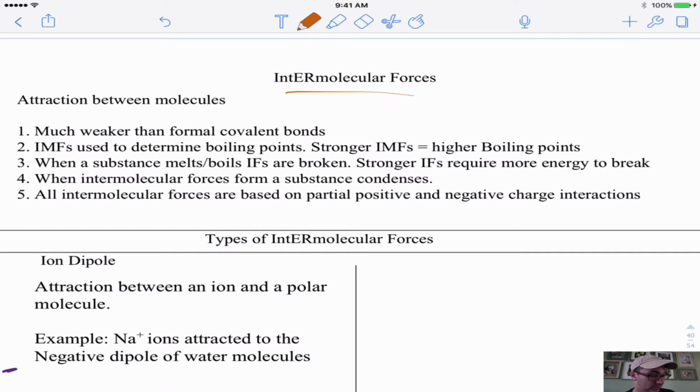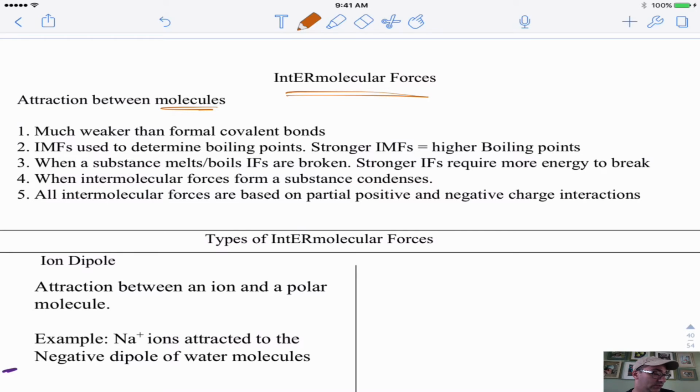The first thing that you should really be aware of is that intermolecular, inter means between. And so we only see this when we have molecules, which only occur in a type of substance called a molecular substance. So we only see this when we have covalent bonds. So this is only in substances where we have covalent bonds.